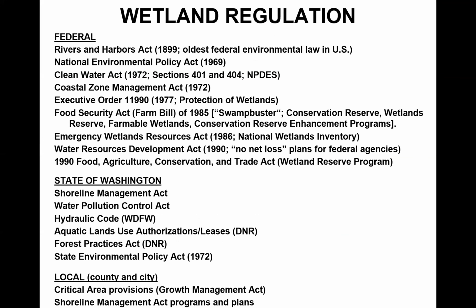We now have, though, a host of federal, state, and local regulations that regulate how wetlands are managed and what activities can happen in those environments. In this list of federal statutes, the Clean Water Act and the Rivers and Harbors Act are the two critical federal statutes. At the state level, we have the Shoreline Management Act, which regulates activity in shoreline areas of the state, and also the Hydraulic Code. And then local governments, county and city governments, have critical area provisions, which also strongly regulate what happens to wetlands in those jurisdictions.